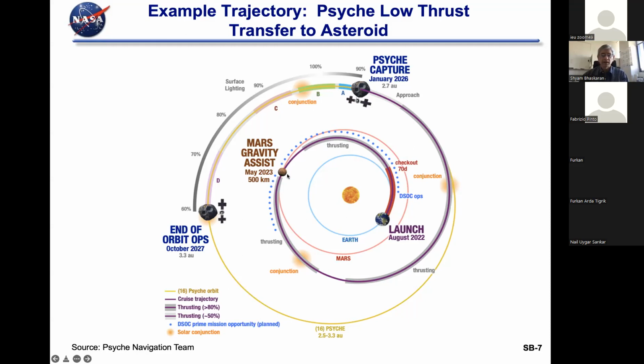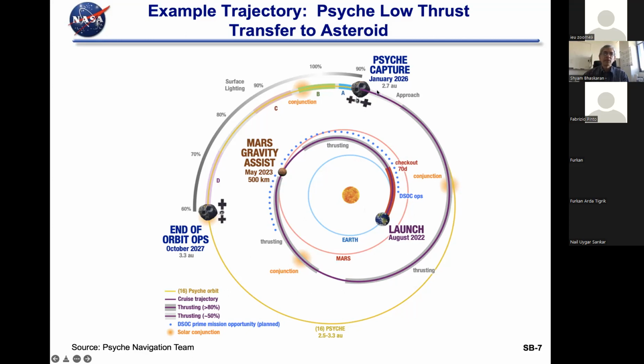But here's an example where we launch from the Earth in August 2022. The launch is actually coming up. We spend a few months doing a checkout of the ion propulsion thrust system. Then we thrust for many, many months. We do a flyby of Mars in May 2023 at 500 kilometers altitude. Then we thrust again for long periods of time. And we finally approach the asteroid Psyche.